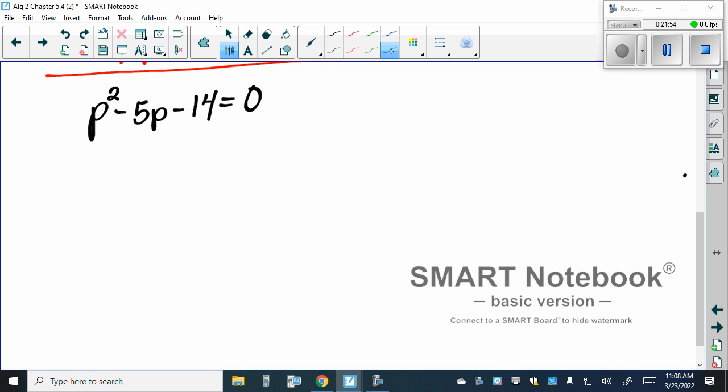We can also factor. And if we factor this, well, 14 is negative, so our signs are opposite. Factors of p squared are p and p, and the factors of 14 that we would want are 7 and 2. 7 would be negative, 2 is positive because we have a minus 5p, because negative 7 plus 2 would give us negative 5.